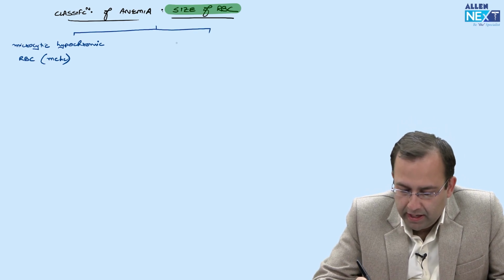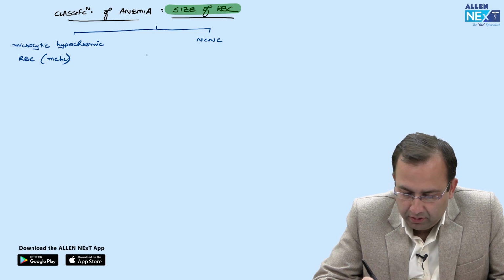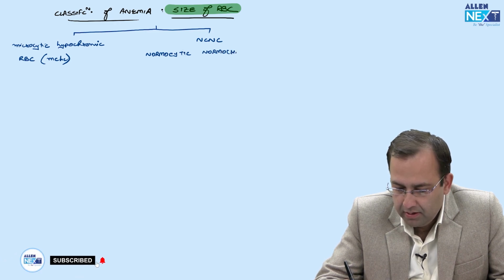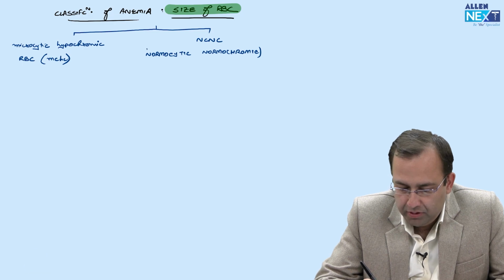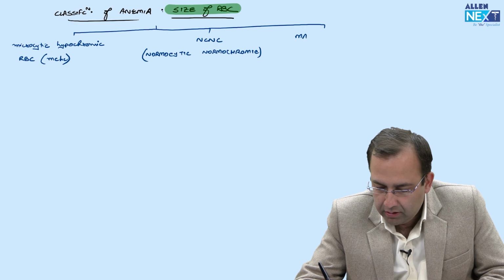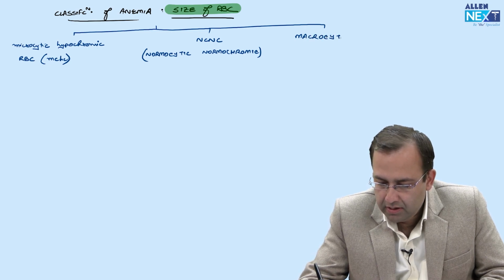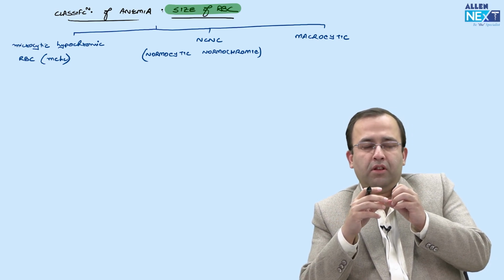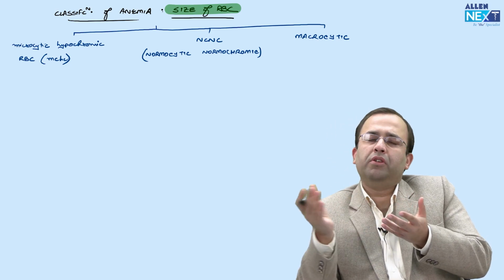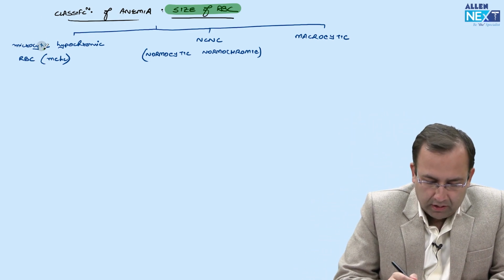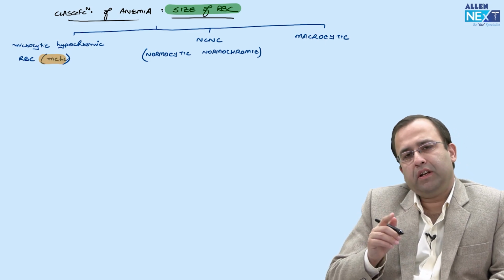Next is NCNC, that is normocytic. Next is normocytic, normochromic RBCs. NCNC, normocytic, normochromic. And lastly are the macrocytic RBCs. So three things can happen. Either the RBC will be smaller in size, or it will be same, normocytic, normochromic, or macrocytic. Starting with the first one, that is MCHC, microcytic hypochromic RBCs.